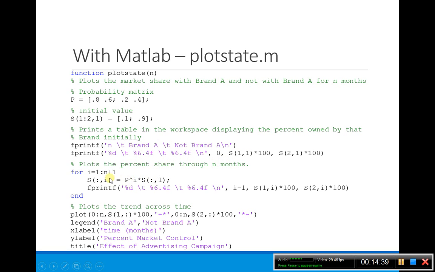Basically, to find what the share is, you take P to the i, however many months you're talking about, times your current state. All this does is print off the results. You can do help fprintf if you're interested in this notation, but this is a space saver to say I want to print some numbers. What do I want to print? Here I want my number of months, here what's in brand A at that time, and here what's not in brand A at that time. Then this gives you a figure that plots the trend across time and labels the axes.